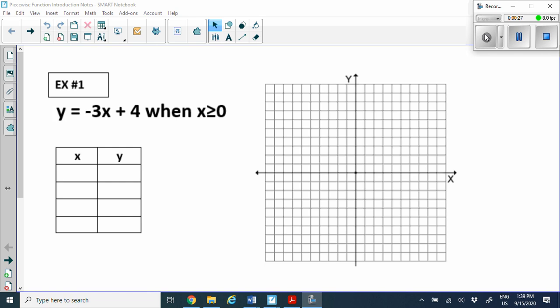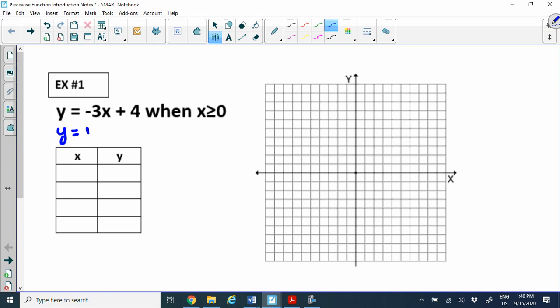We have y equals negative 3x plus 4. Now remember, the general form of a linear equation is y equals mx plus b. Remember, m represents slope, while the b is the y-intercept. Okay? So usually when we do this, we just graph the y-intercept and then use the slope to plot the other points. However, we can't do that on this problem.